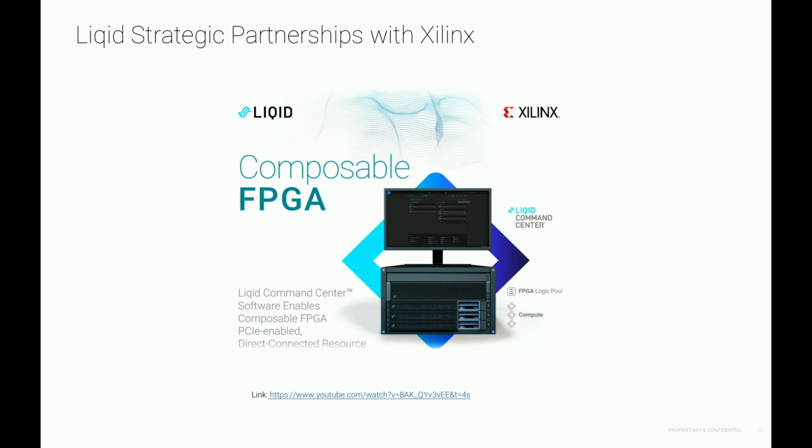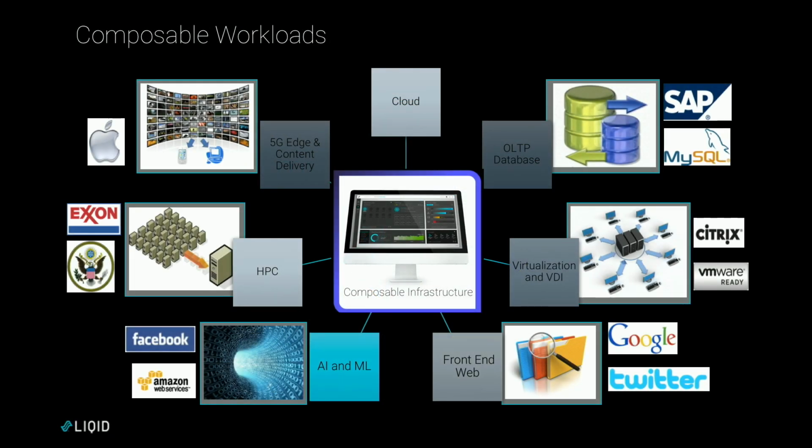Guys, that's most of what I wanted to share. I'll share a couple more market slides, right? We do see composability finding its way into a lot of different use cases. We talked about cloud, we talked about edge, we talked about HPC, we talked about machine learning. We think there's an opportunity here in the VDI space, right? We have customers today that are starting to run things like vSAN on top of composable, right? We think those models make a ton of sense.